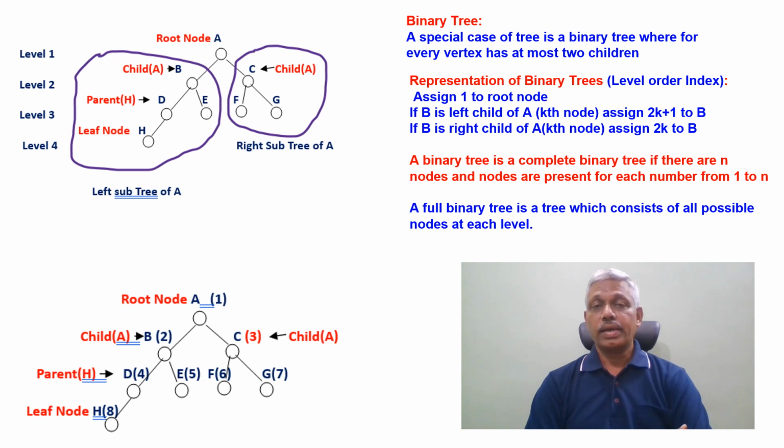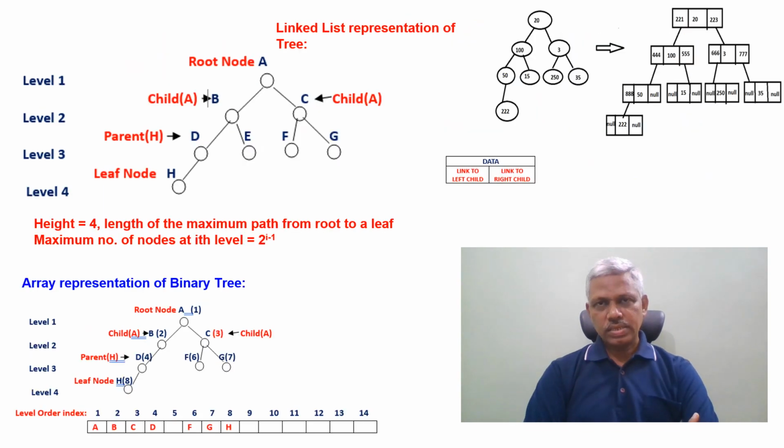And another special case is the full binary tree, where at every level all possible vertices shall be present. For example, if I take level 2, there should be 2 vertices. Level 3 should have 4 vertices, and level 4 should have 8 vertices. Like this, at every stage, if the complete set of vertices is there at that level, we call it a full binary tree.